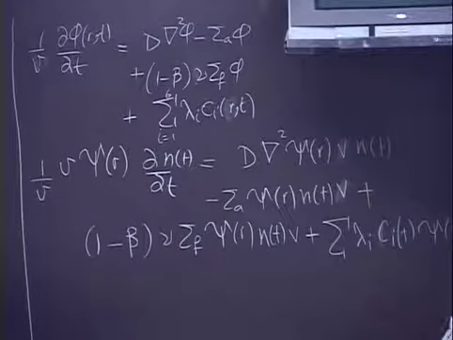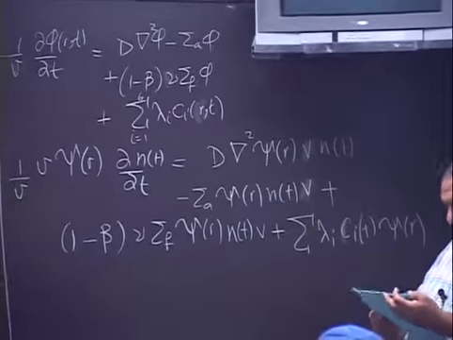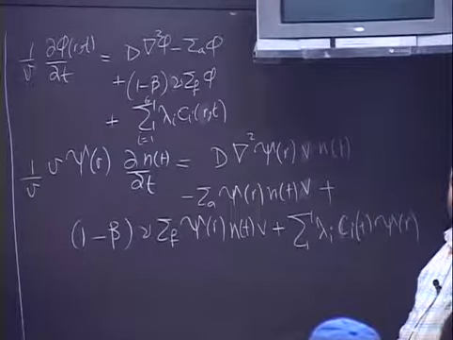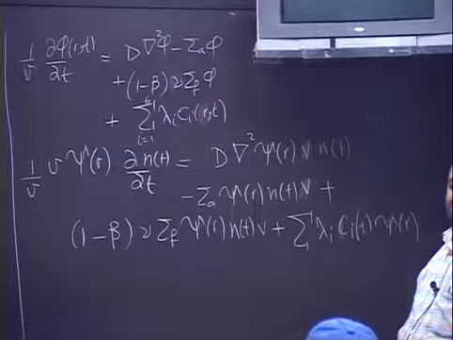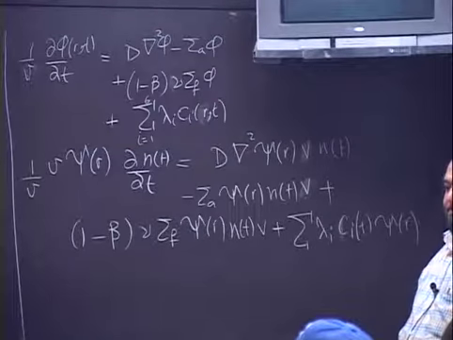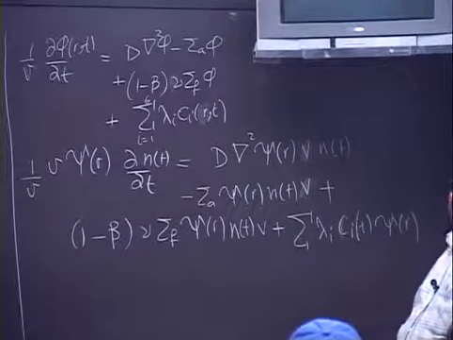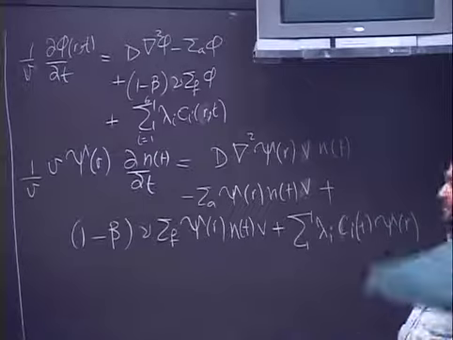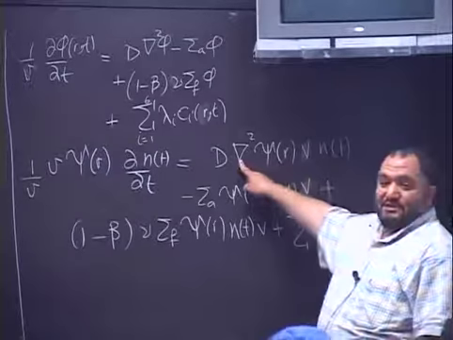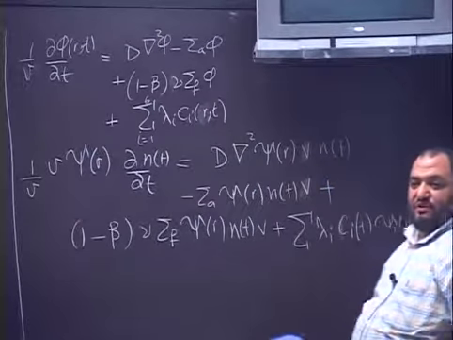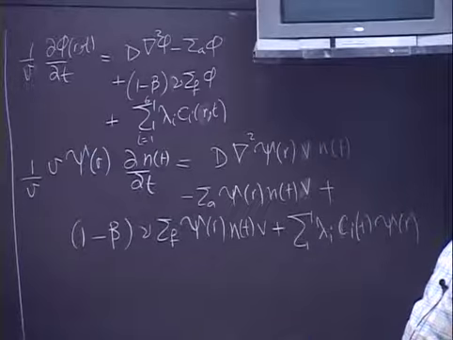Can we cancel psi of r from both sides? How many will say yes? How many will say no? Why no? Because the last term is a summation over i, but psi of r does not depend on i. We cannot cancel because this is a differentiation with respect to r, and this function is a function of r, so you cannot cancel it. So we have to do a trick so that we will be able to cancel it.